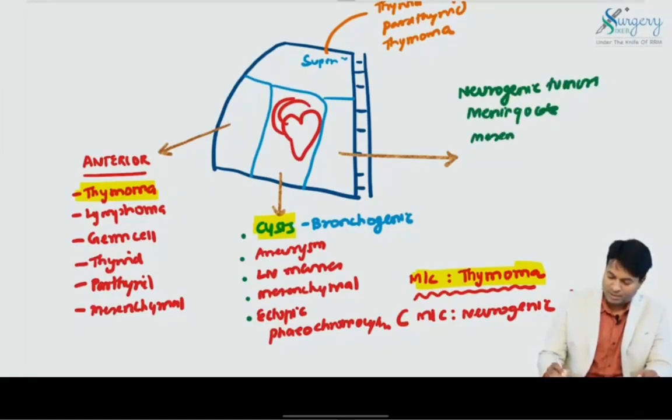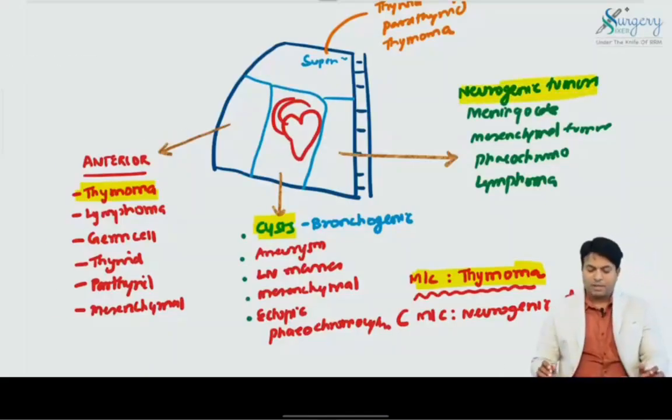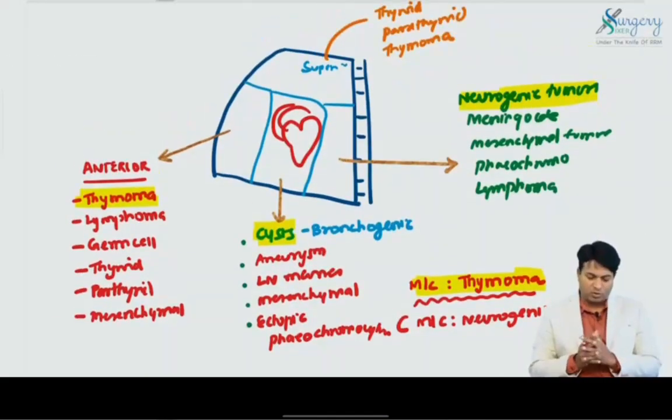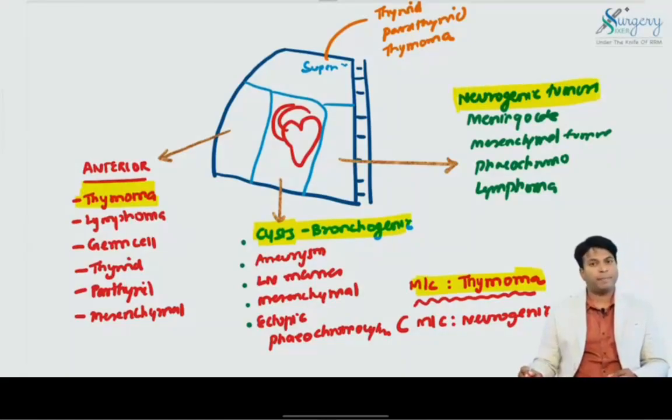Yes, mesenchymal tumors. Mesenchymal tumors happen everywhere. Mesenchymal tumors, pheochromocytoma, and lymphoma are all posterior mediastinal masses, and in the posterior mediastinum, the commonest is neurogenic tumor. So the commonest masses in each mediastinum, please don't forget: in the anterior mediastinum, it is thymoma; in the middle mediastinum, it is bronchogenic cyst; in the posterior mediastinum, it is neurogenic tumors. Okay, please don't forget these points.